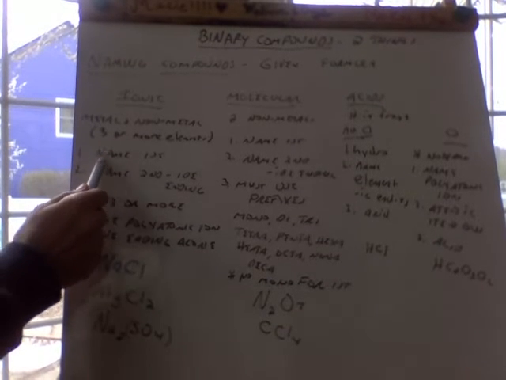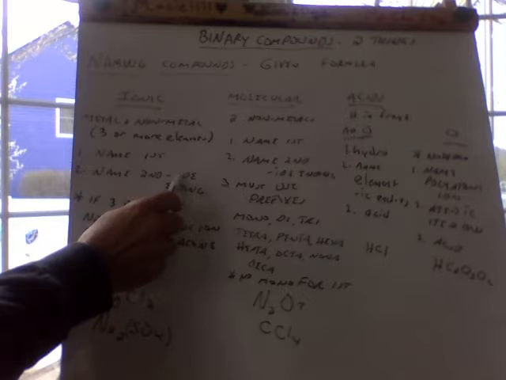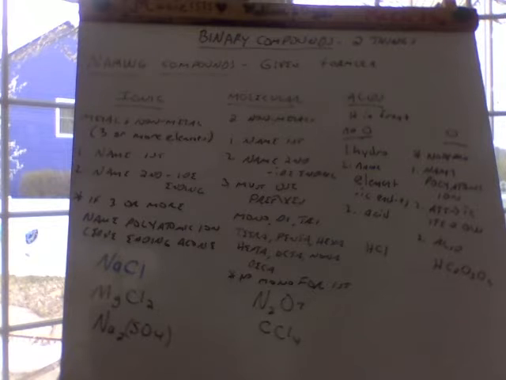First thing we're going to do is name the first thing that's there, typically the metal. We're going to name whatever it is. Okay. Then you're going to name the second thing, but you're going to have an IDE ending on it. You're going to change the ending of the word of the non-metal that's there. You're going to change that ending to IDE. And that's it. Okay. That's all you had to do.